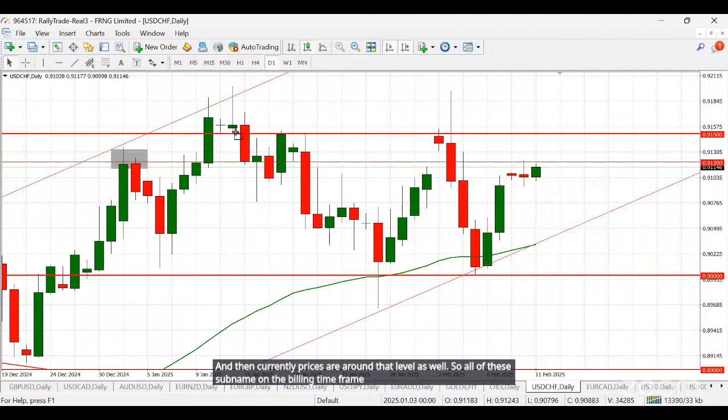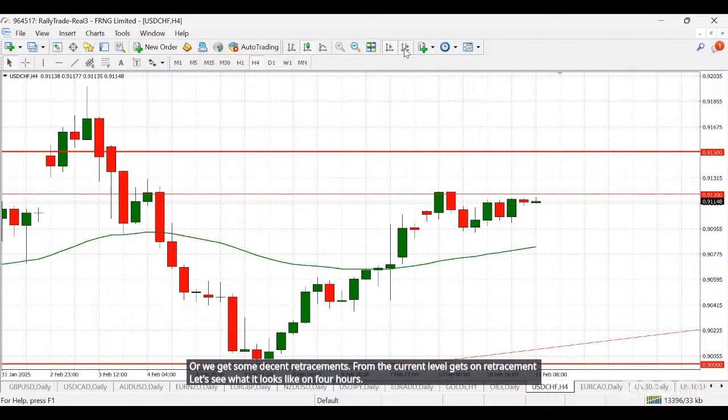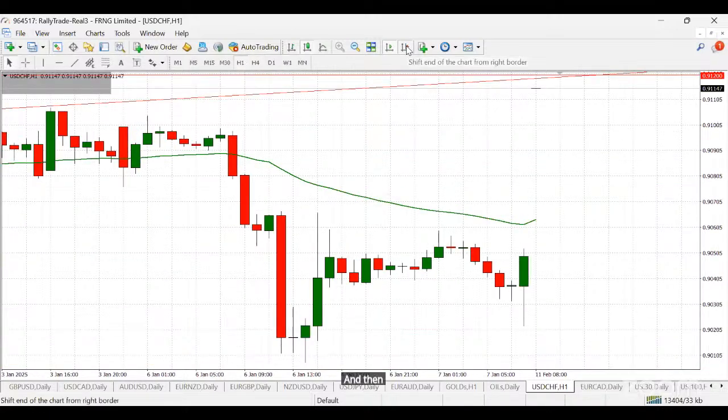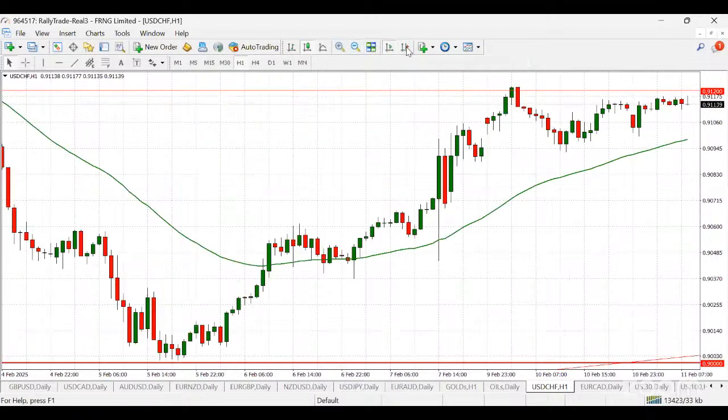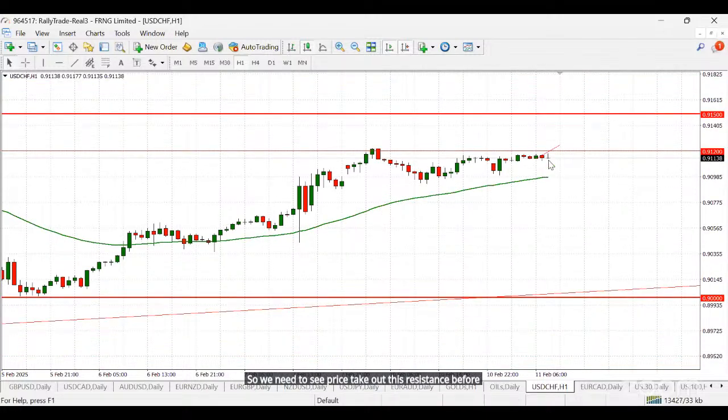So to long USD CHF for bullish entry, we need to see price take out that resistance, or we get some decent retracements from the current level. Let's see what it looks like on 4 hours. And then on 1 hour. Okay, so it's been a struggle close to that resistance. So we need to see price take out this resistance before any bullish confirmations for USD CHF.